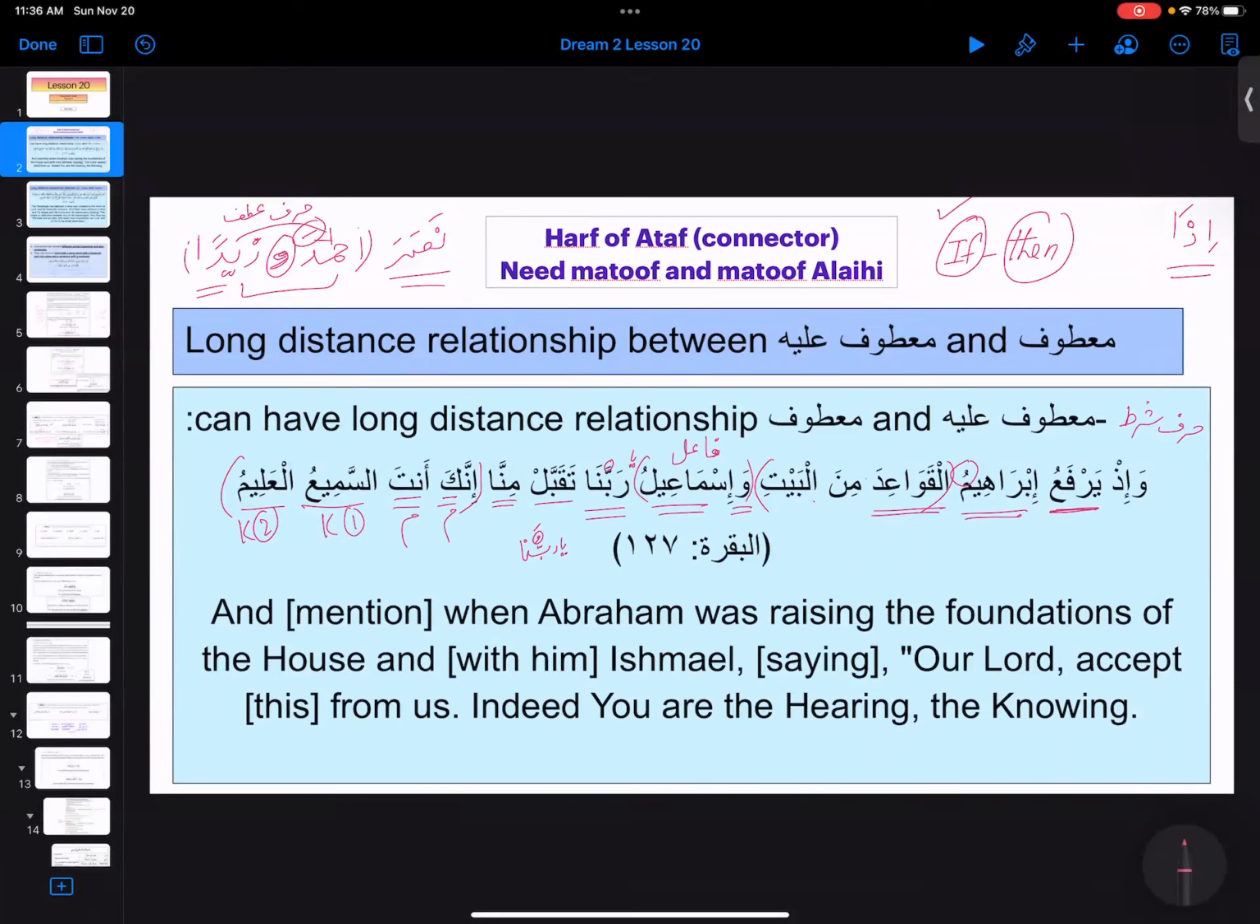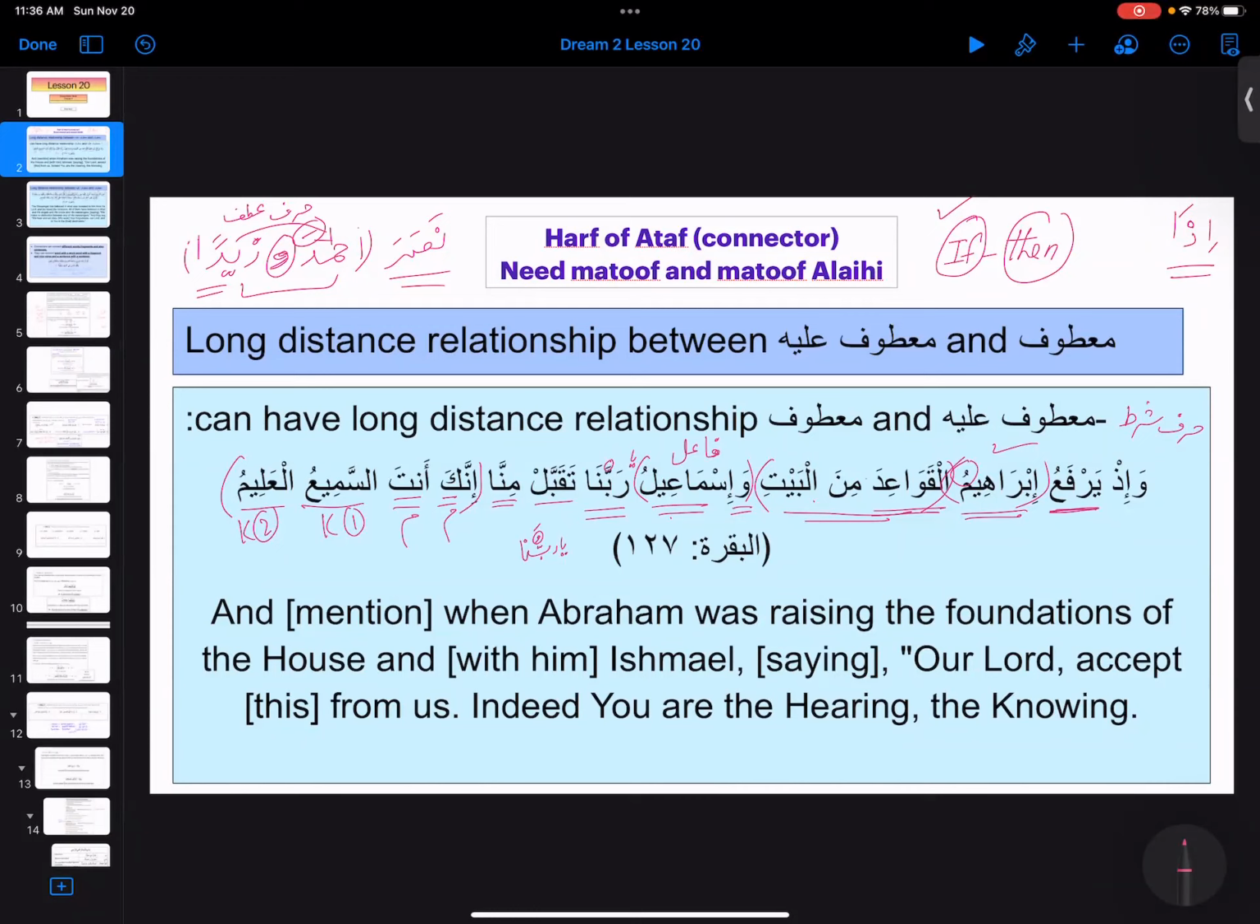So actually I can say, wa idh yarfa'u Ibrahimu wa Ismailu qawaida min al-bayti. Right, but just qawaida min al-bayti came in between, but actually they are one bucket. So Ibrahimu and wa Ismailu are basically one bucket. So they are creating a fragment, right? That's why we are going to label them as a fa'il, both are fa'il. So that is one example.